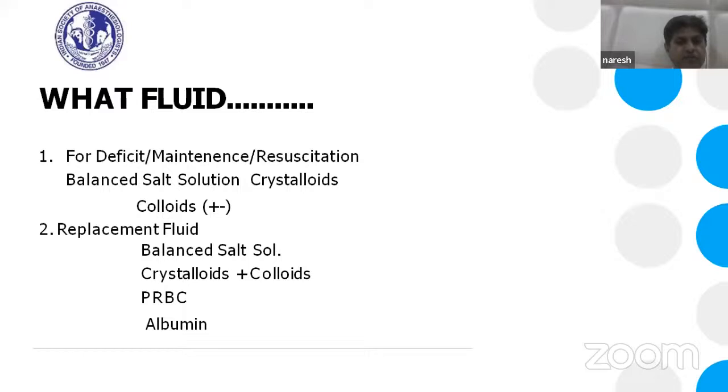Then for replacement fluids, the first choice is balanced salt solution, crystalloid, colloids, packed cells, blood, and albumin. Albumin has very specific indications. Patients having liver disease, undergoing major surgery, malnourished patients, all those patients need albumin. If you want to give it as a colloid, use 5% solution. If you want to give it as a supplement fluid, then use 20%. It should be given in infusion, 10 ml per hour.